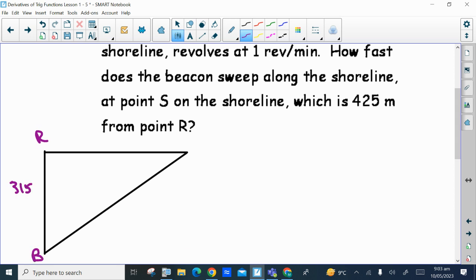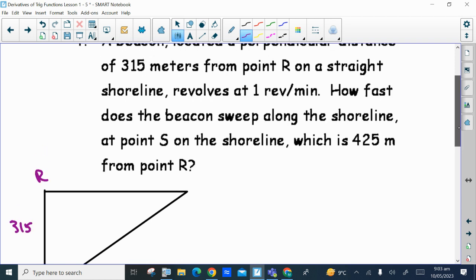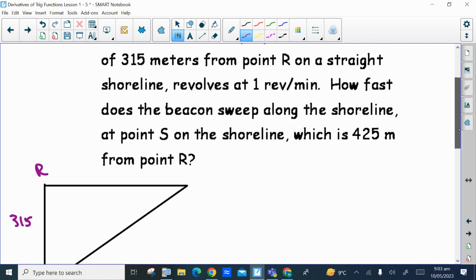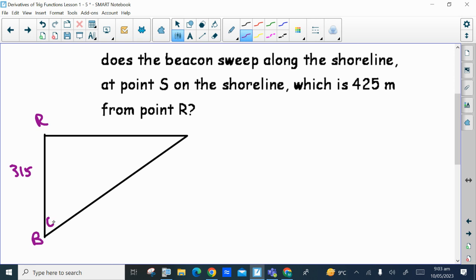So there's B, the beacon. And that beacon revolves at a rate of 1 revolution per minute. So that would be theta that's changing, right? The beacon is moving. And as it's moving, it's shining its light along the shore. So d theta by dt is 1 revolution per minute. And 1 revolution around the circle would be 2 pi per minute.